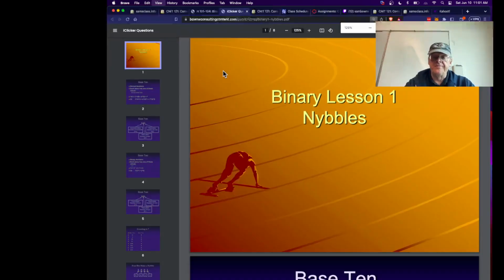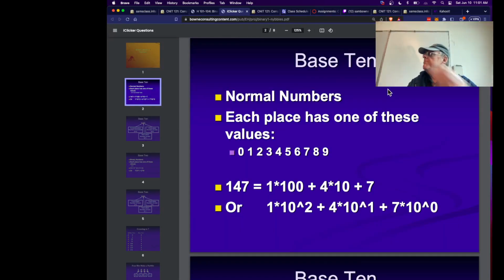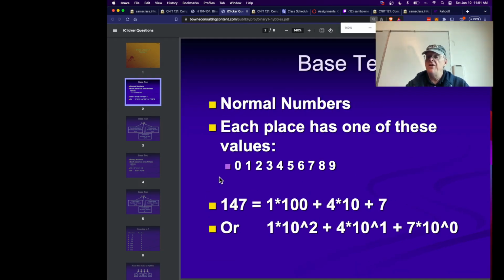Nibbles are the simplest binary thing you'd start with. So consider normal numbers. You have 10 possible digits from 0 through 9. So if you write down 147, you're used to the fact that this is 100, 4 tens, and 7. That's what we've all learned and we've gotten used to. The number on the right is the number of ones, which is 10 to the 0. The next number is the number of tens, which is 10 to the 1. And the next number is the number of hundreds, which is 10 to the 2.